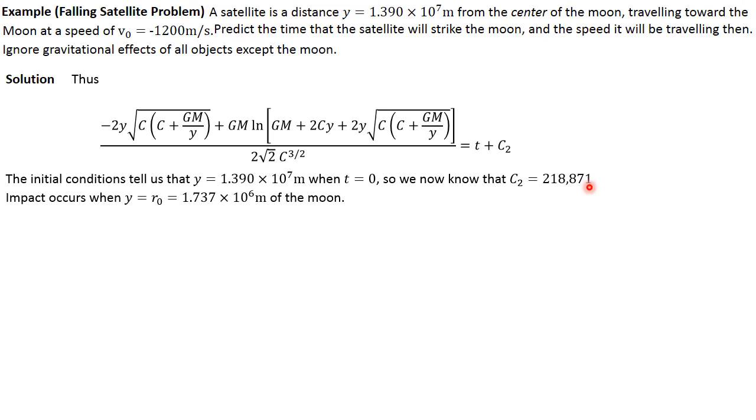And finally, we want to figure out when impact occurs, when the satellite hits the moon. Recall that y measures the distance of the satellite to the center of the moon, so it will hit the moon when its y coordinate is equal to the radius of the moon, which the radius of the moon is this. So we plug this number in for y here, here, here, and here, and subtract C2 from both sides, and we calculate t. We find that the time of impact t is 8,286 seconds, which is 2 hours, 18 minutes, and 6 seconds. That is the time that it will take the satellite to fall toward the moon and hit it.